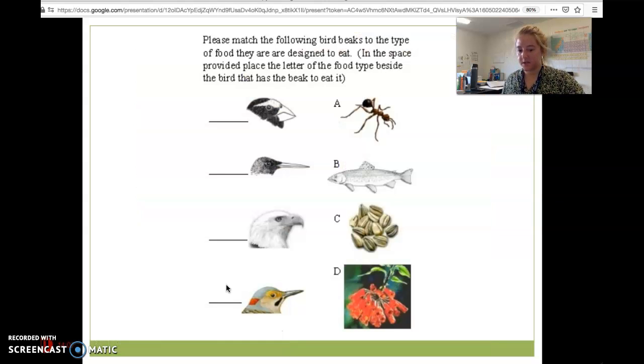Test your knowledge for a second. These are on your notes. Predict for me which bird might eat which thing. So what bird is designed to eat what? I'll give you your answers in another lecture so that you know you're on the right track.